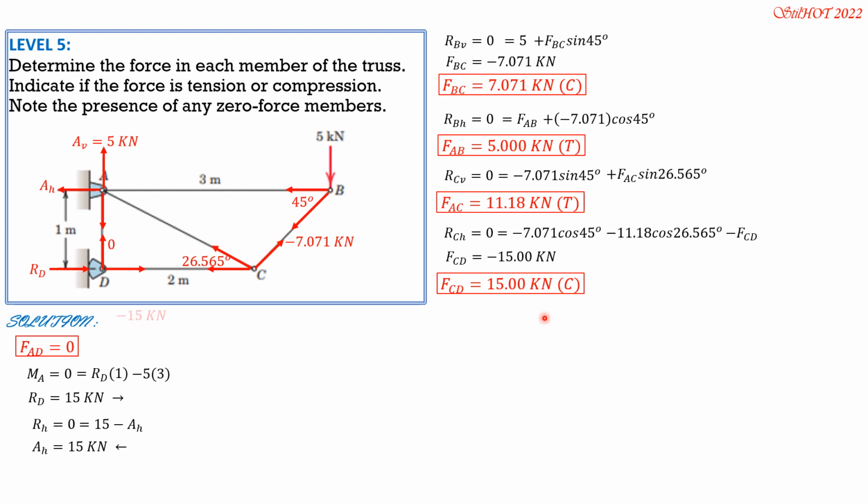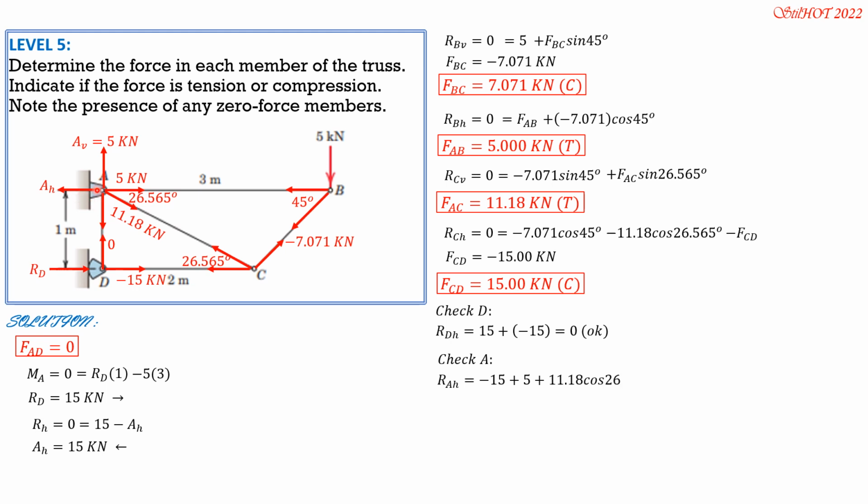Then we now check the joint, because this is negative 15 compression. So checking, this is 11.18 angle 26.565, and the force in AB is 5 kilonewtons tension. So let's check joint D, RD, which is RDH 0. Since RD is 15, rightward plus negative 15 equals 0. So that's okay. And let's check joint A.